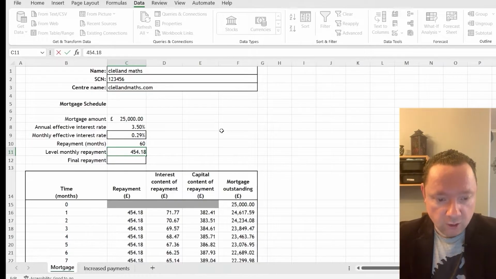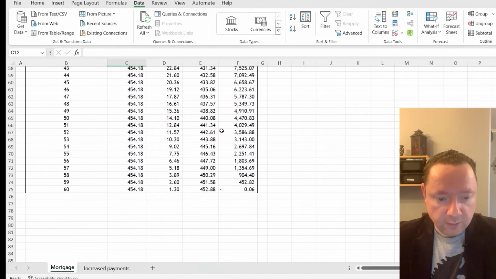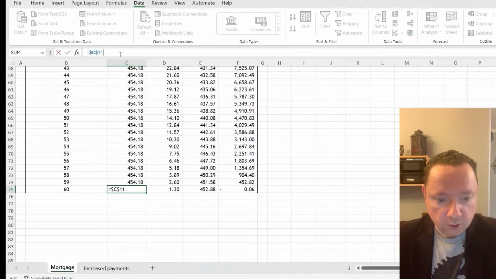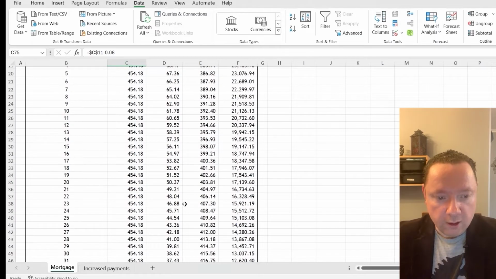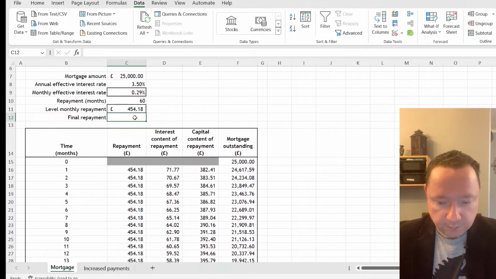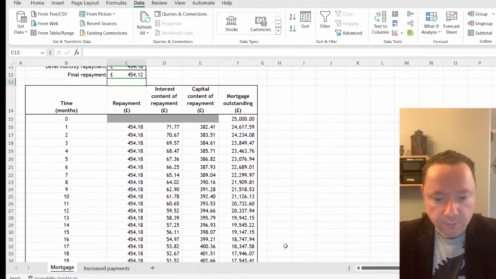So there's my actual repayment, it'll adjust itself, and that means my final payment's off by this much. So that means I need to take away 0.06 from 415.18, so minus 0.06. And then we get back to 0, which is what we need. So 415.12 is our final repayment. Either type it in or reference the cell.